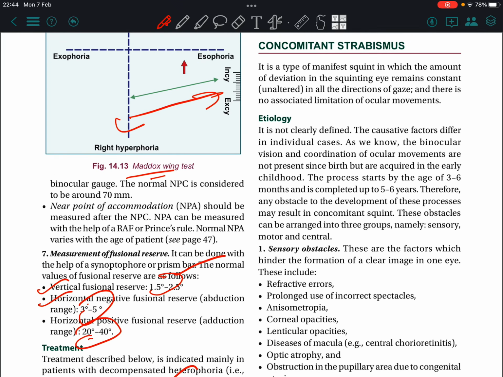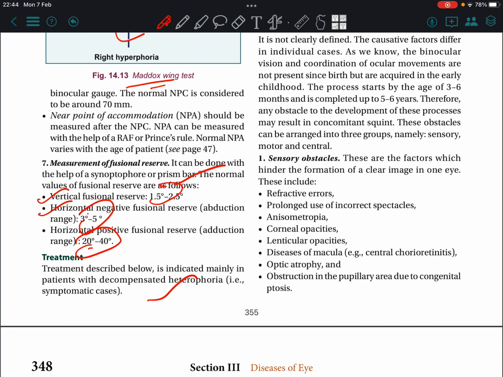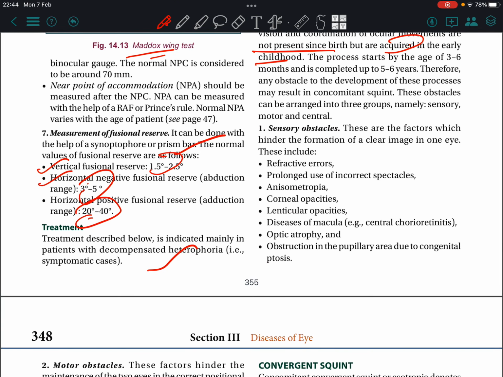Concomitant strabismus. It is a type of manifest squint in which the amount of deviation of the squinting eye remains constant in all directions of gaze. There is no associated limitation of ocular movements. Etiology is not clear. As we know, binocular vision and coordination of ocular movements are not present since birth but are acquired in early childhood. The process starts by age of 3 to 6 months and is complete by 5 to 6 years. Therefore, any obstacle in the development of this process may result in concomitant squint.